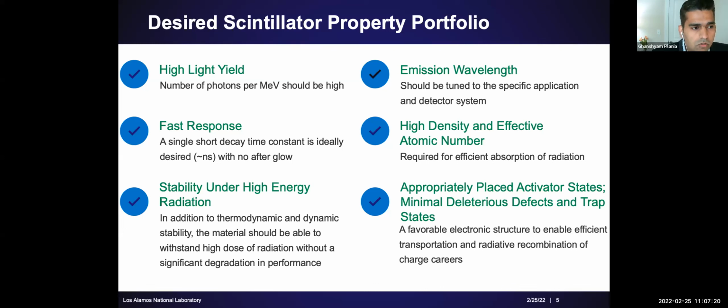In addition to that, of course, the material has to face high energy radiation all the time. So we require stability under radiation. Emission wavelength needs to be tuned to a specific application or detector system. High density and effective atomic number is also required for efficient absorption of radiation. And certain features of electronic structure, such as favorable placement of 4f and 5d levels of these activators with respect to the band edges, or minimal presence of these deleterious defects or trap states, is also required.